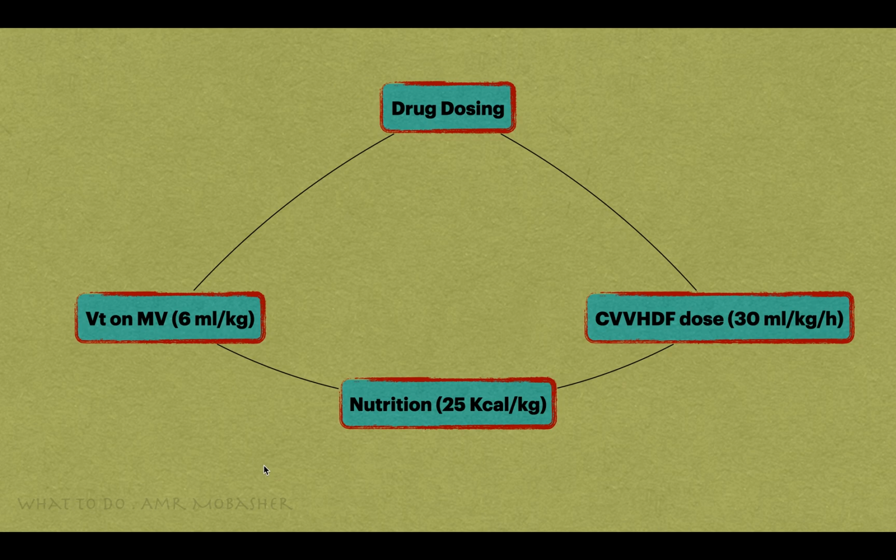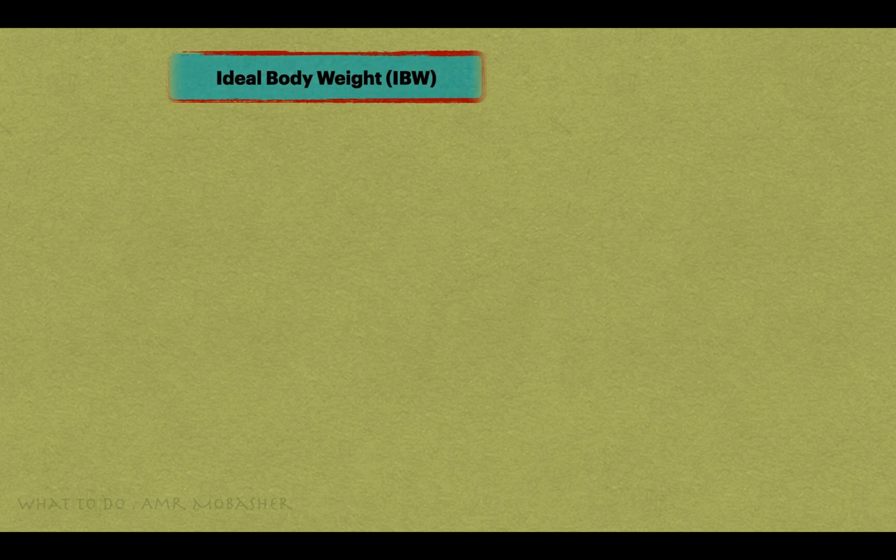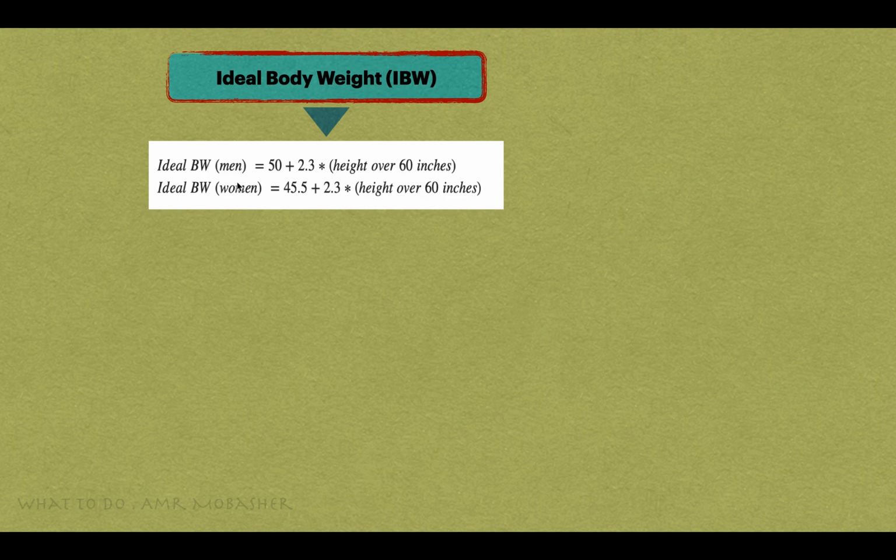So the first trial to do so was in 1974, when ideal body weight was presented for the first time. This is the equation of ideal body weight for both male and female, and as you see, it depends only on knowing the height of the patient. After its presentation, it was used in drug dosing, in mechanical ventilator tidal volume dose, and in nutrition dose. But with time, its drawbacks and disadvantages started to become very clear.